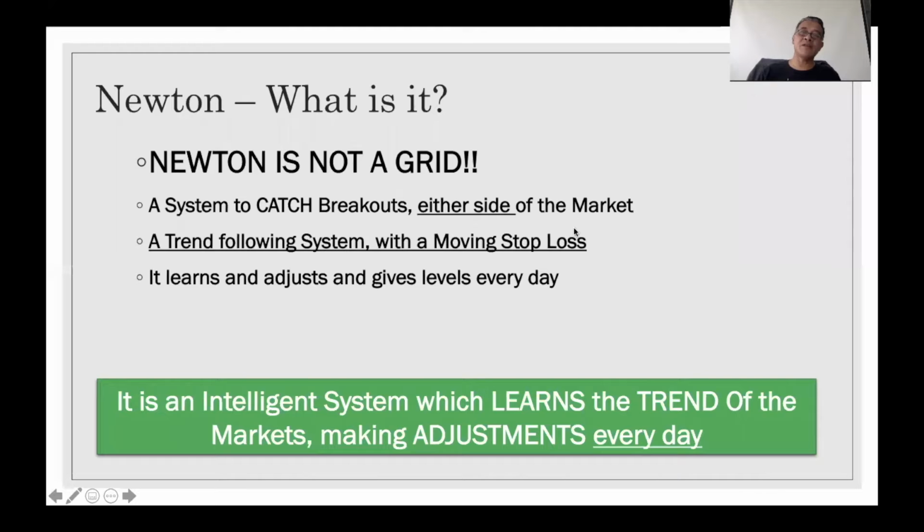So what is it? Well, Newton, first thing, it's not a grid system like we learned. It's his cousin, Plato, that is essentially a grid, and then you put trades above or below the grid, where you define the grid. No, Newton is basically a system to catch breakouts of the market.